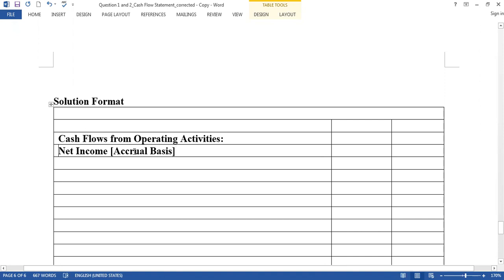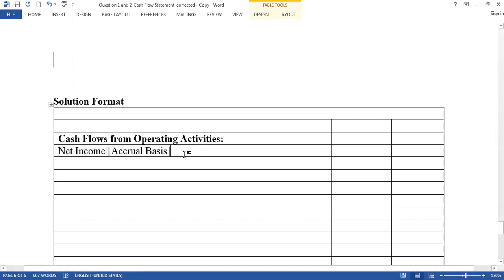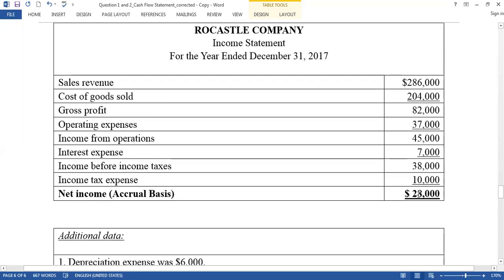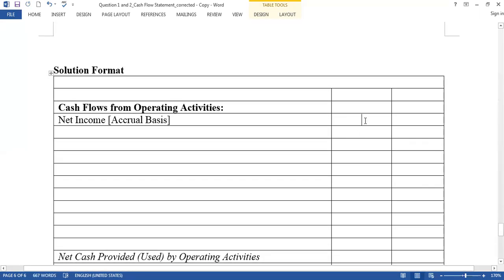So operating activities start with accrual basis net income. The question gives you this information, $28,000. Then, if we have any depreciation expense, we have to add it back.